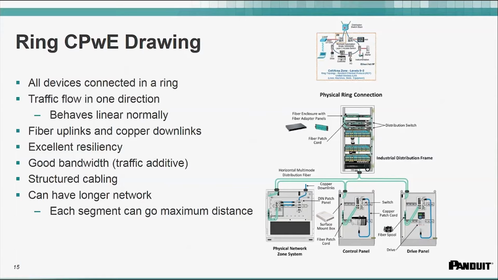One interesting advantage of the ring is that it can have longer reach than a redundant star, as each segment can extend out to the maximum length between devices, where the star topology can only extend to the maximum length between the IDF and a single device.